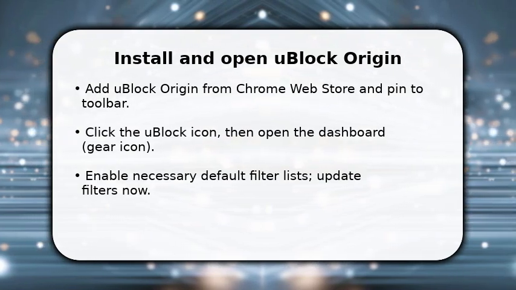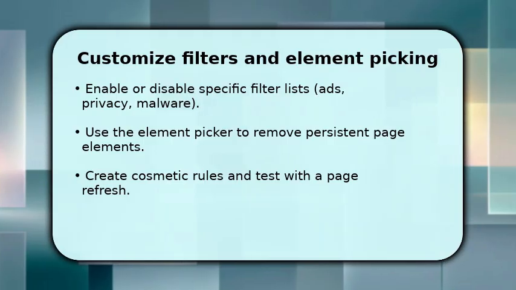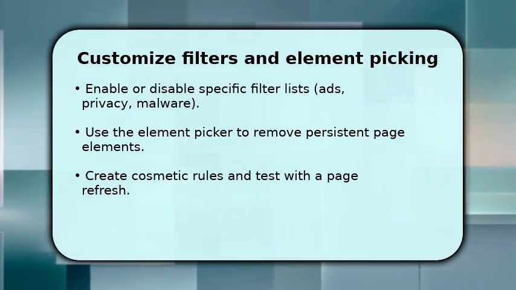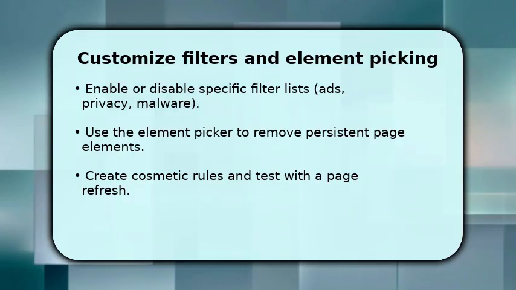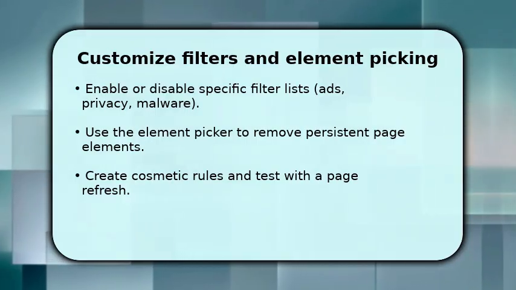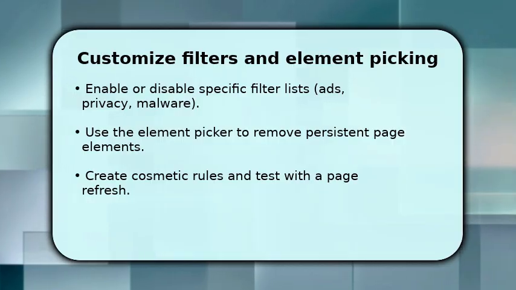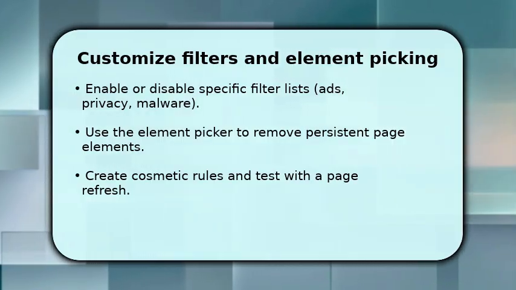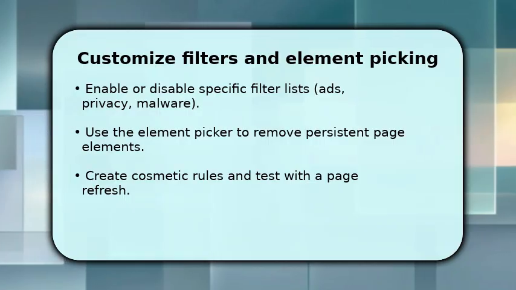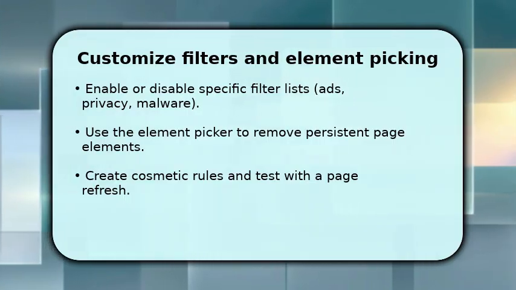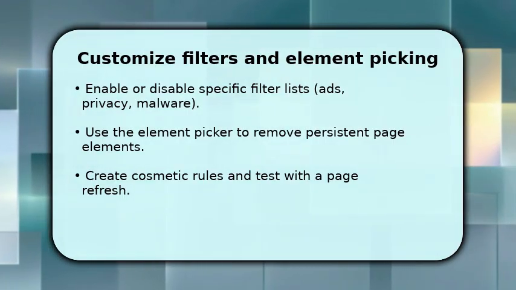you visit. Next, refine what uBlock actually blocks so pages still work correctly. Go to Filter Lists and toggle Ads, Privacy, and Malware filters. Disable lists that break functionality. After that, use the Element Picker tool on any page to click and remove a persistent element, then save the cosmetic rule. This is great for annoying overlays.